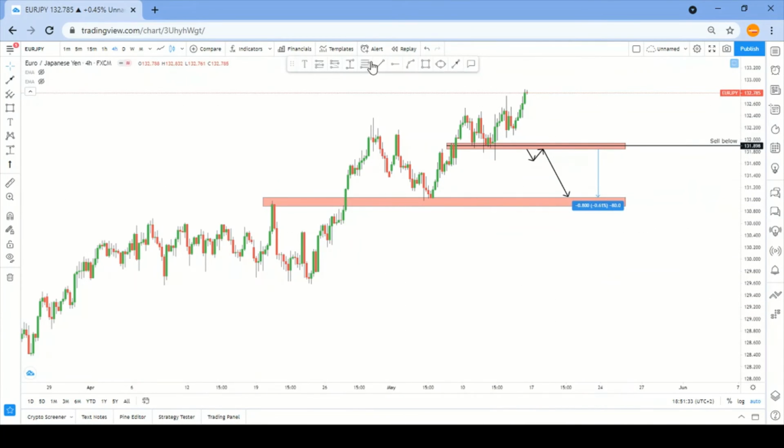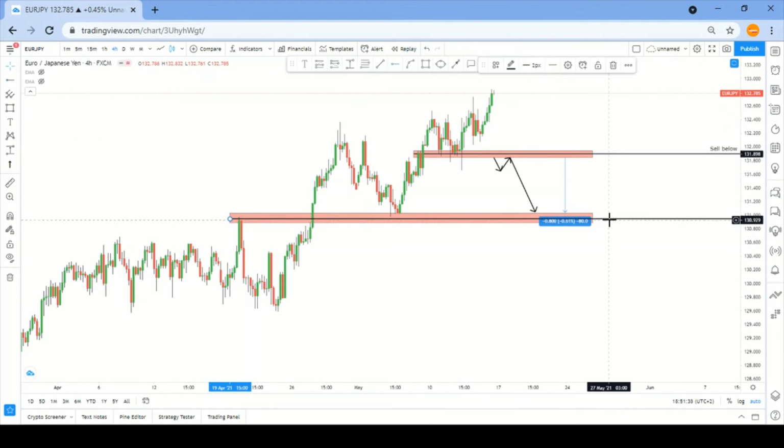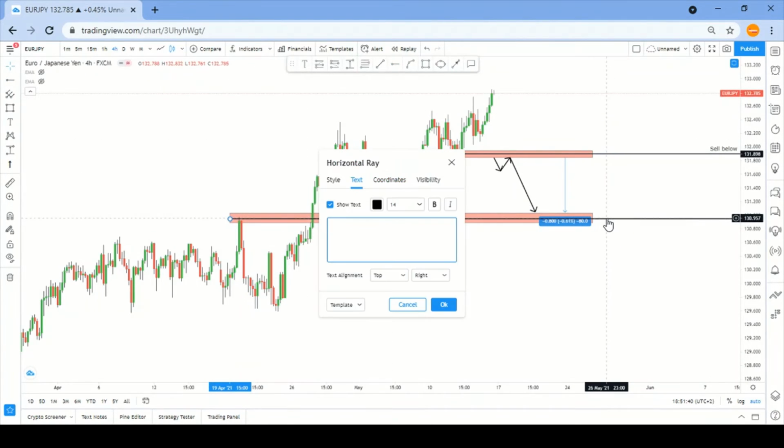But guys, that is the only thing I'd be looking for on this pair, because I honestly don't know what to do with this pair. And this would be my seller's target.